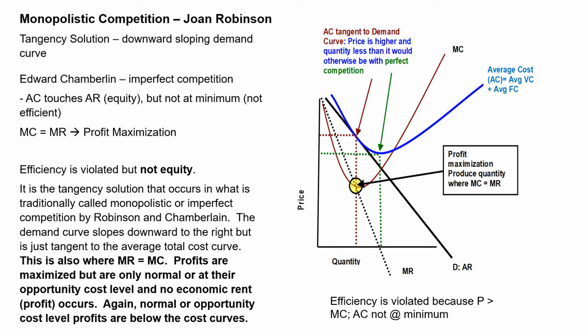And so this is the takeaway, that we're operating where profit maximization occurs, where marginal cost is equal to marginal revenue, and where it goes up to the price, up to the demand curve, the average revenue curve, and that is where the tangency is, that point where the average cost curve touches the average revenue curve. So they are equal. Again, that is where the land of equity is, if you will. But again, we are violating efficiency when we're talking about monopolistic competition. At any rate, just wanted to show that again.